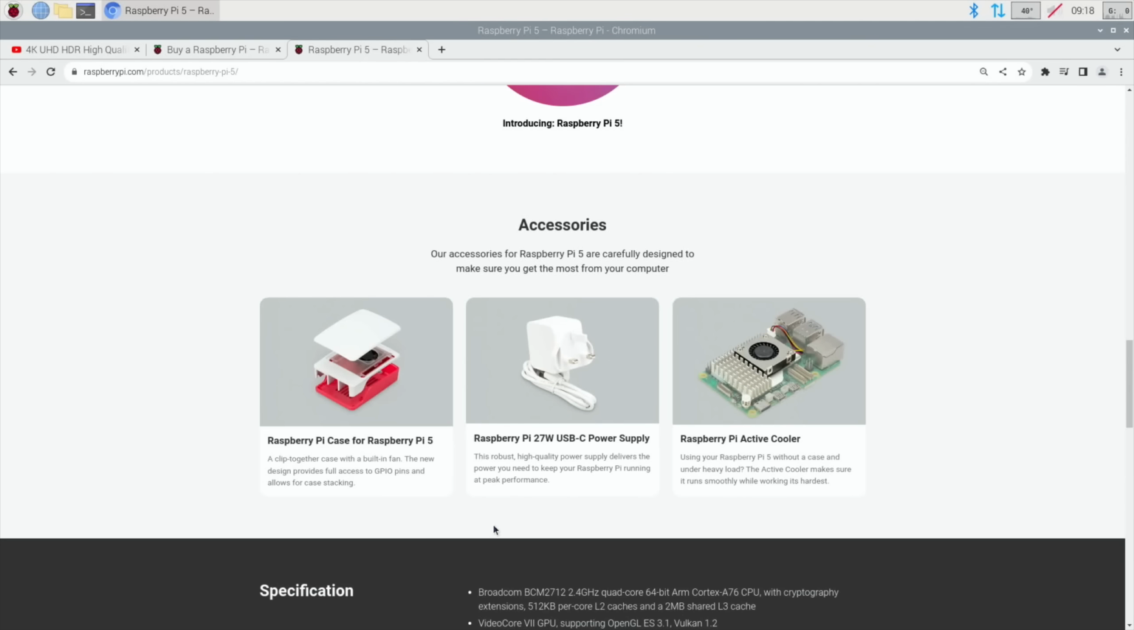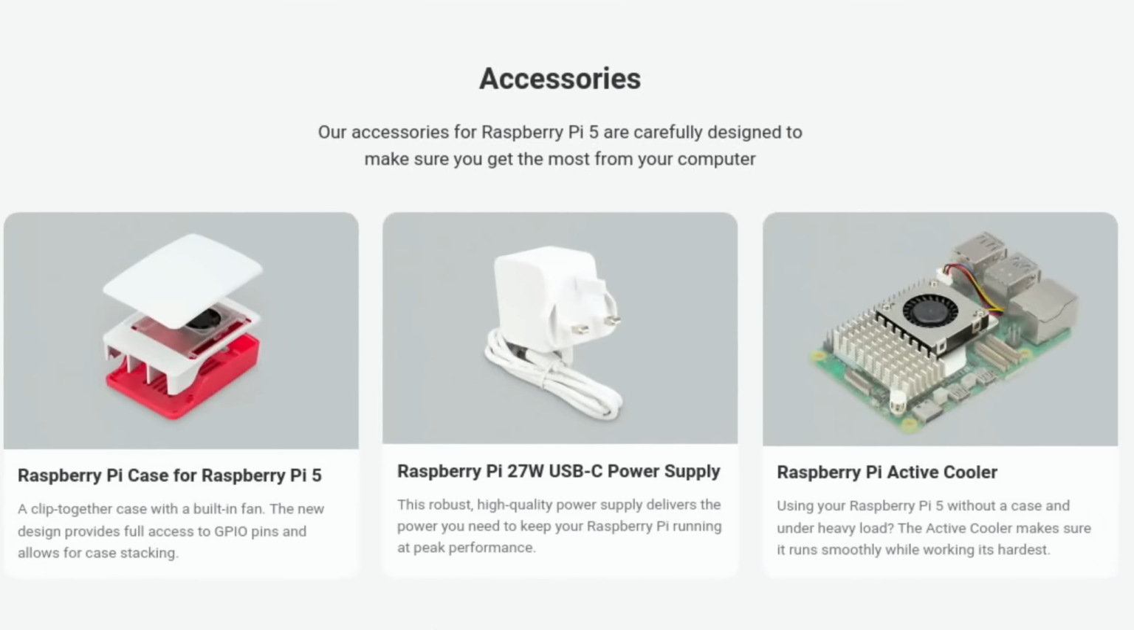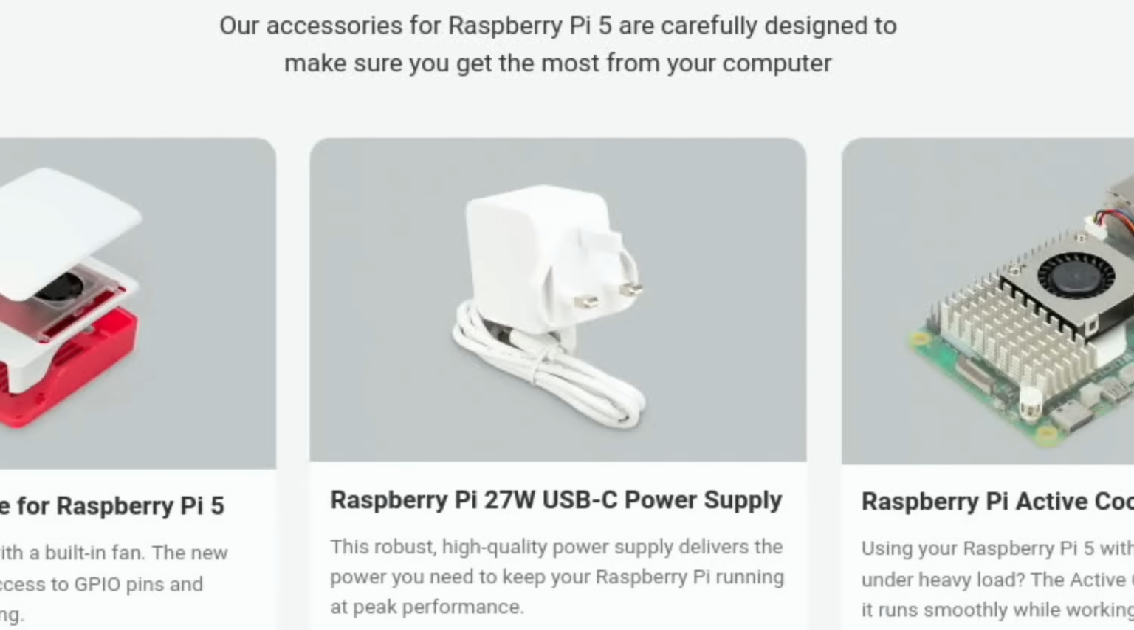Next up, power supply. So the Raspberry Pi 5, being a more powerful device, requires more power. Now, there is an official Raspberry Pi power supply, which I still haven't got yet, but if you plan to overclock, or if you plan to plug in lots of things that draw power from the Pi, you're really going to need this 27 watt USB-C power supply.